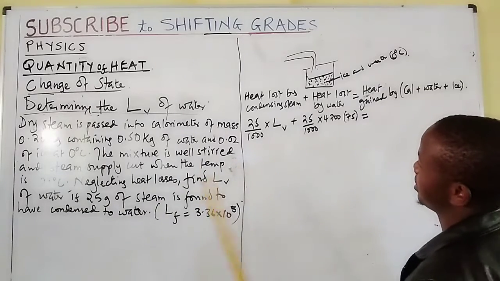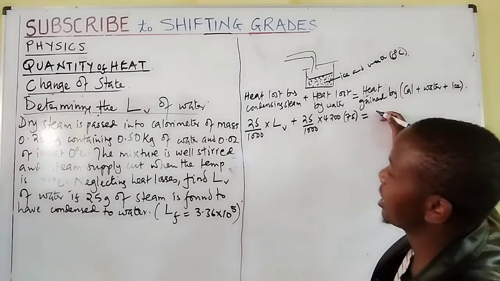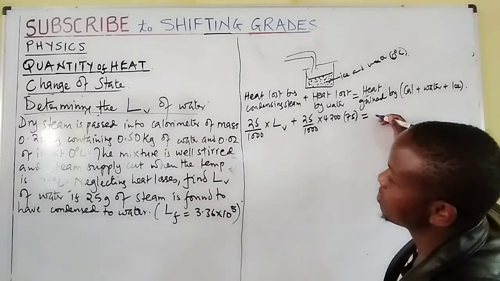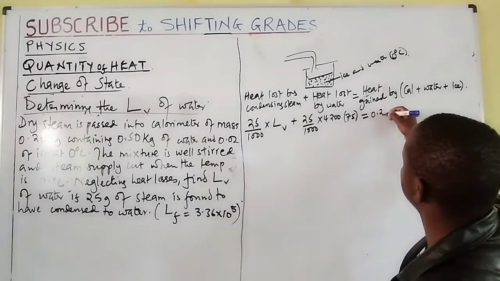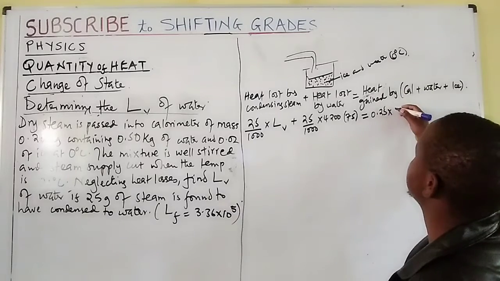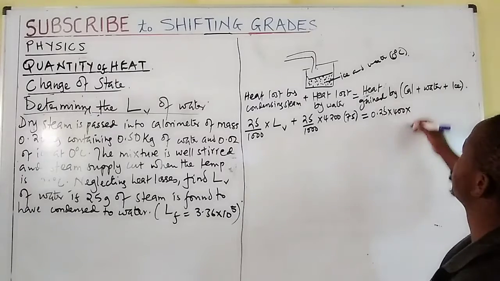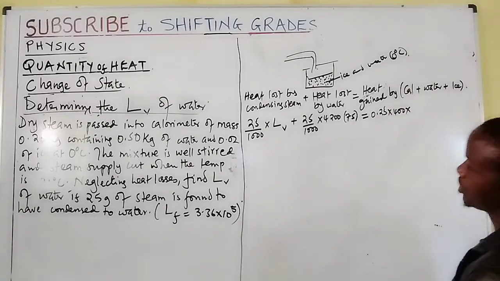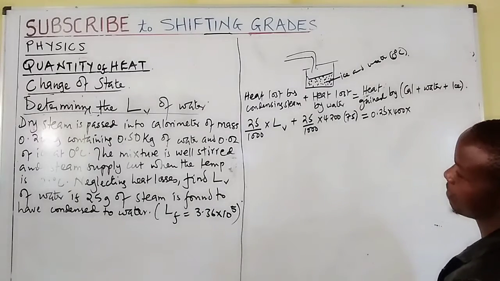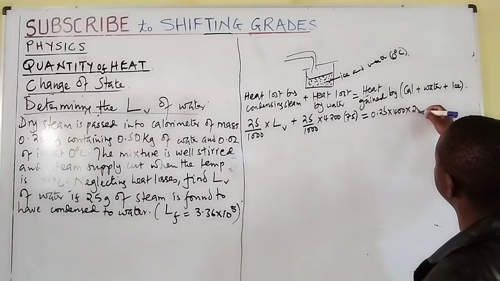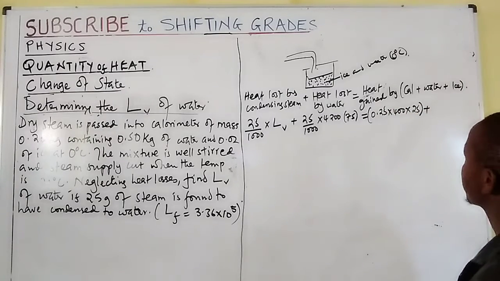It will be equal to heat gained by the calorimeter, a copper calorimeter, and the specific heat capacity of copper is 400. We'll have the mass of the calorimeter of 0.25 kilograms, 0.25 times 400 times change in temperature. Calorimeter, the ice and the water were at 0, and they have gone to 25, meaning the change is 25, plus heat gained by water.